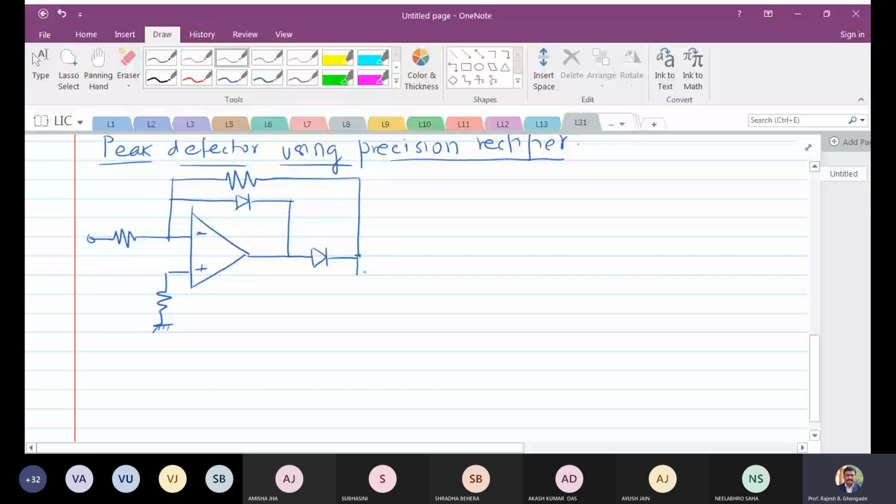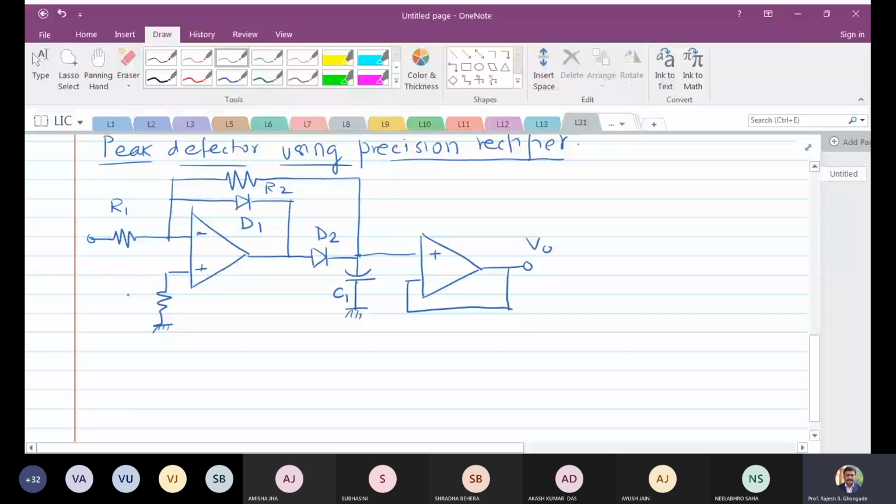Remember that it is an inverting peak detector. So the polarity of voltage across the capacitor is going to be negative for a positive peak. Then you know what this is. So this is your output voltage. Call this C1, D1, D2. This is R1, R2, and R3. So we have Vi over here.